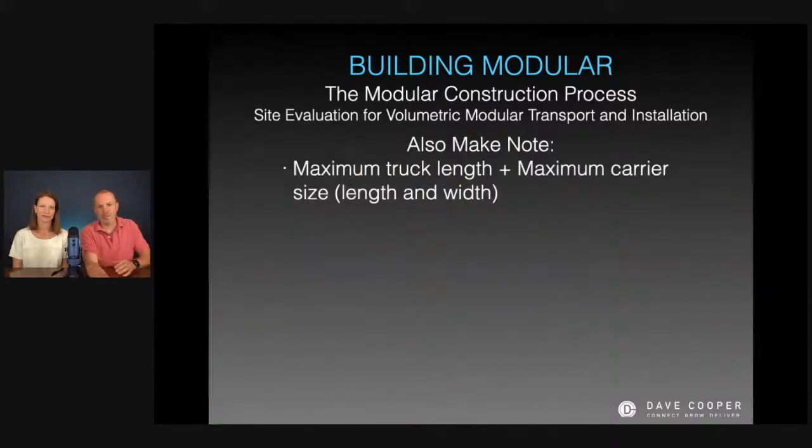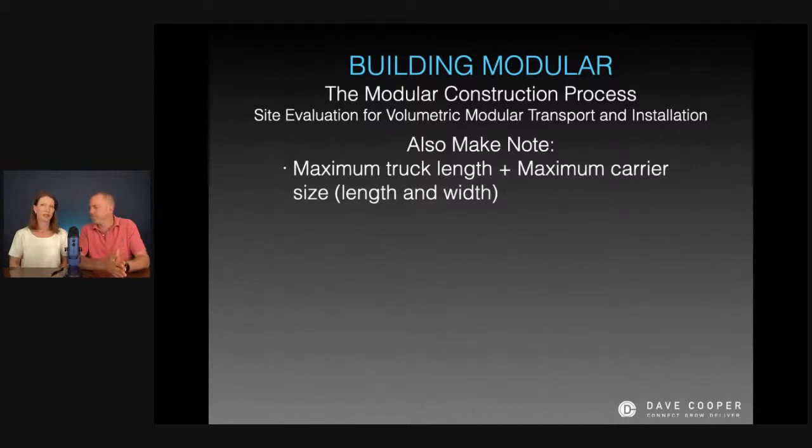All right. So some of the things to note, Jen. Maximum truck length plus maximum carrier length and width plus the hitch. A lot of people, when you're adding this stuff up, modular manufacturers have short carriers. They have long carriers. You have to understand what you're dealing with. You can request short carriers when you have a job site like we just showed you, where it's very tight to get in and out of. So that is definitely one thing to pay attention to.